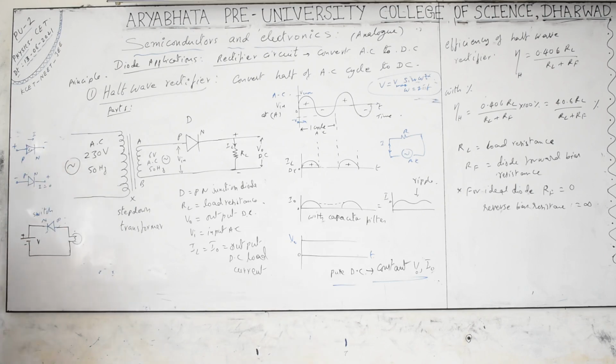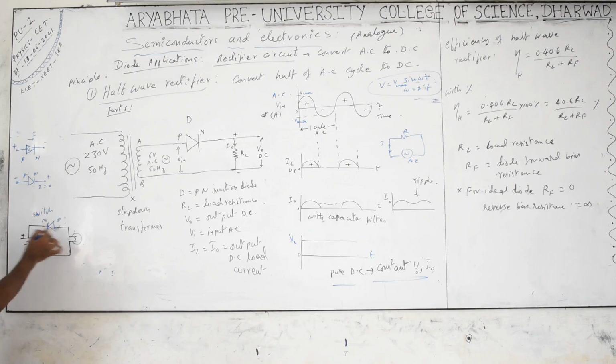But in practical cases, the forward resistance will be some few ohms, like 100 ohms. In reverse bias, it will be mega ohms or kilo ohms, more than kilo ohms in practical cases. But in ideal cases, reverse current is 0 and forward current is maximum. Resistance is 0 in forward bias and infinity in reverse bias for ideal cases. So we just think of ideal cases now.